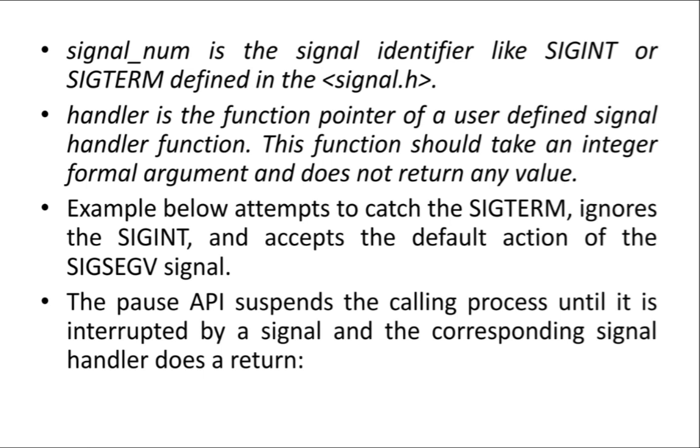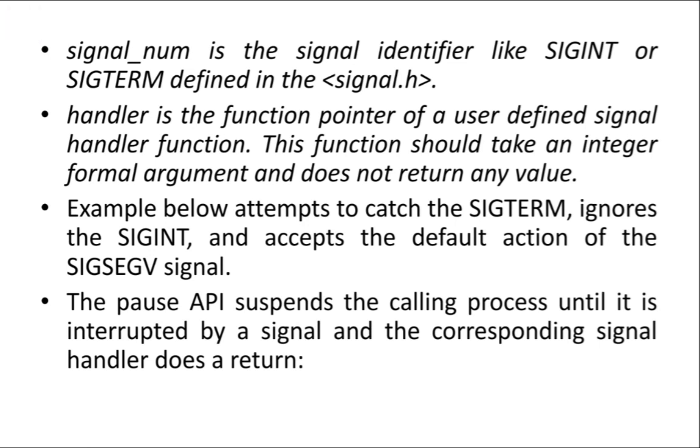You defined a signal, you created a signal, right? And that signal handler is a pointer. The handler is going to point to that particular signal that you created, right? And this function should take an integer formal argument. A signal number is an integer, right? It will take that signal number as an argument and it does not return any value. Just remember, when you are creating a signal, signal number is the signal identifier, handler is the pointer to that user defined signal handler function.